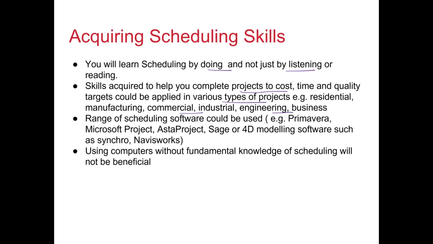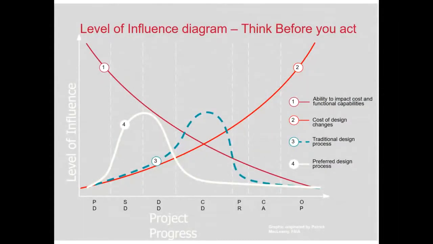The range of scheduling software such as Primavera, Microsoft Project, Astra Project, Sage or 4D modeling software such as Synchro, Navisworks, and the good news is that you do not need to do all these forward paths, backward paths, these calculations. The software does it for you. But the problem is using computers without a fundamental knowledge of scheduling will not be beneficial. You could ask the computer to do resource leveling for you. It will figure it out, but unless you understand, it would not help your project.